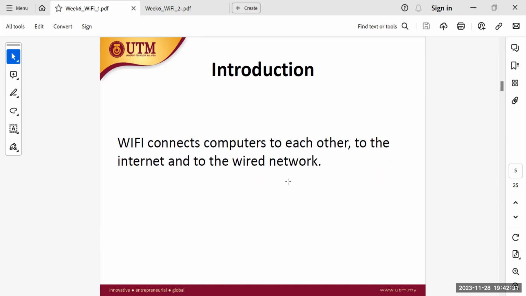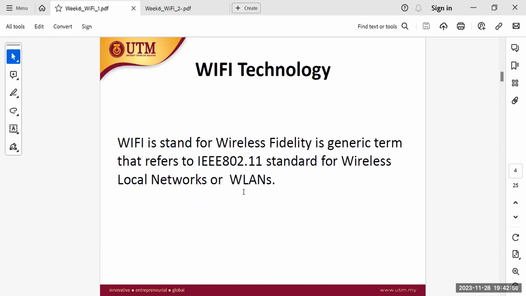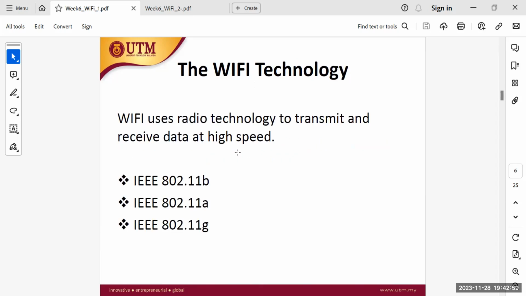Okay, so Wi-Fi connects computers to each other, to the internet, and to the wired network. So it has multiple sorts of applications. It uses radio technology to transmit and receive data at a high speed. When we talk about Wi-Fi technology, it has a number of technologies that are related to Wi-Fi. So you can say that this is IEEE 802.11. Under this umbrella of IEEE 802.11, there are a number of types of Wi-Fi. And the most significant ones are IEEE 802.11b, IEEE 802.11a, IEEE 802.11g.